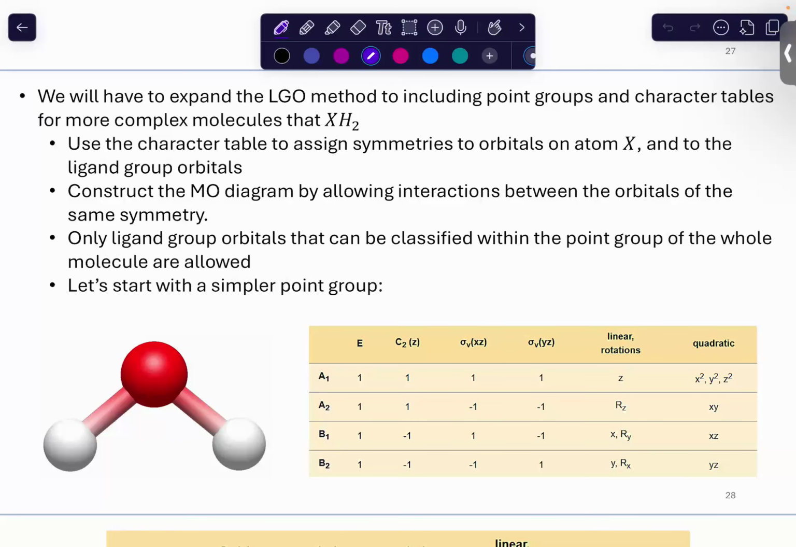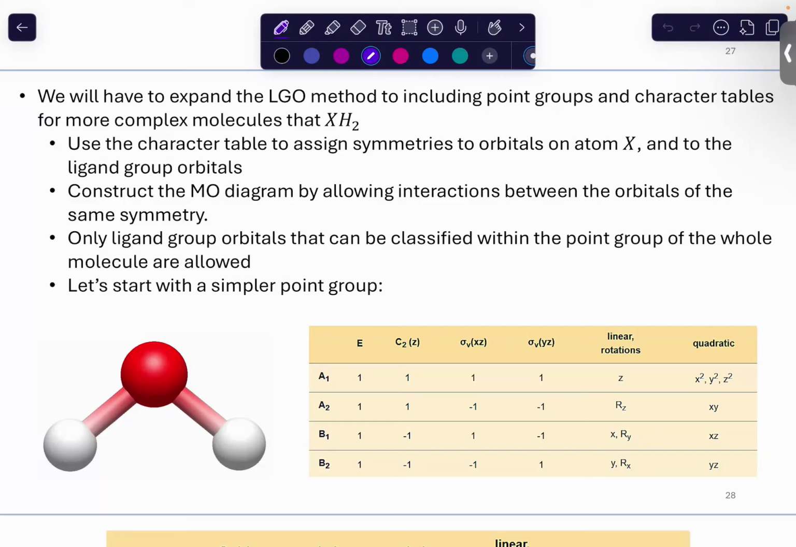It's harder. So the last thing we looked at, if you remember, was basically an XH2 that was linear. Now we're going to make it a little bit harder. We now have an XH2 in a multi-dimensional configuration, so we're going to look at water, or a bent configuration. So we want to go back through and ask, what is the point group of water?